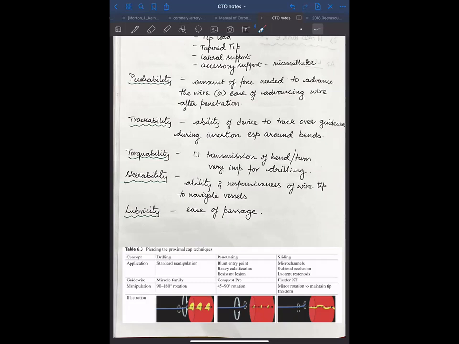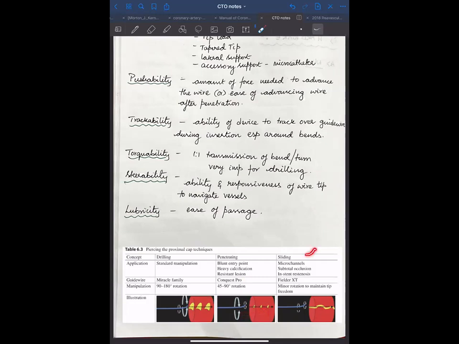What is penetration? Penetration is lesser rotation and more antegrade force, where you have a harder and heavily resistant lesion. So Conquest Pro, as we can understand, has more penetrability, and there will be lesser rotation which we use. So it is more dependent on pushing it.